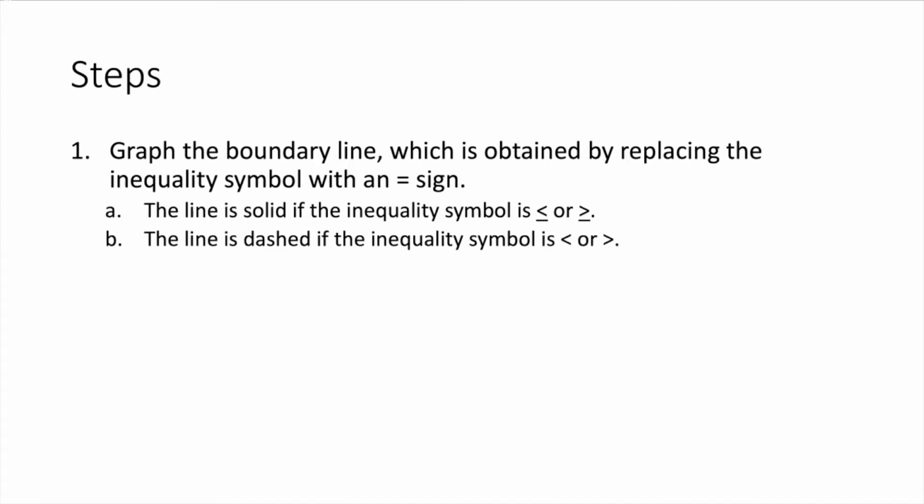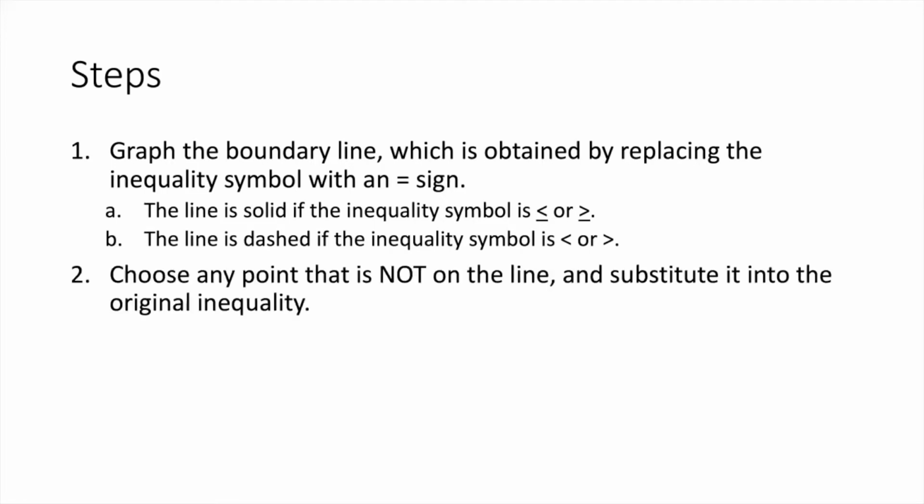However, if the inequality symbol is less than or greater than, then you will make the line a dashed line. Once you have graphed your boundary line, you're going to choose one point. You only need one point because remember, all the points on one side are solutions. All the points on the other side are not solutions. So just pick any point. The only requirement is that it cannot be on the line. So you'll have lots and lots of choices. Substitute it into the original inequality. And then one of two things will happen.